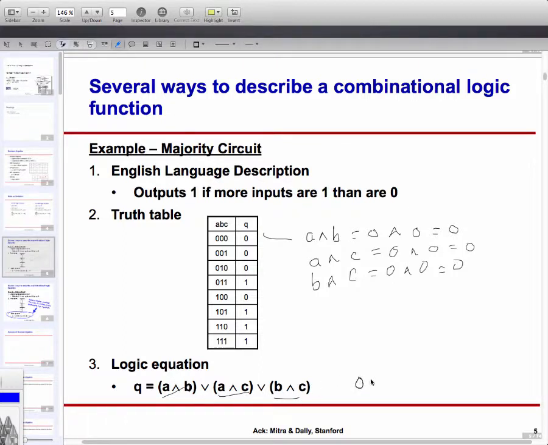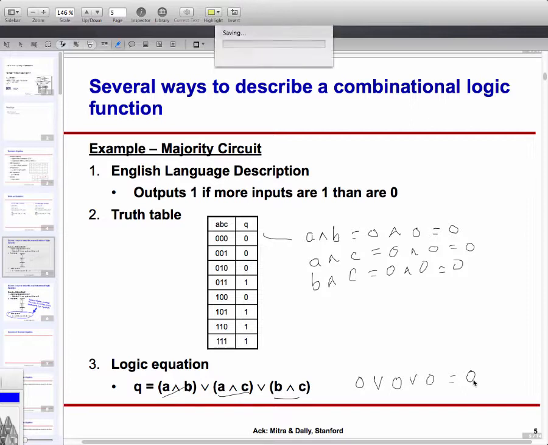And so what we end up with is 0 or 0 or 0, which again is 0 because it's an OR gate. So this equation appears to be true. If you try it on every row of the truth table, you'll see that its output matches the output that we expect.